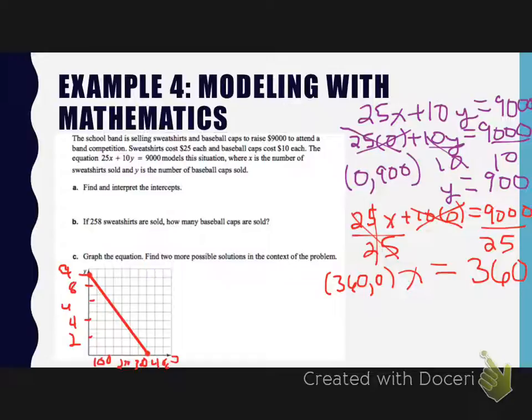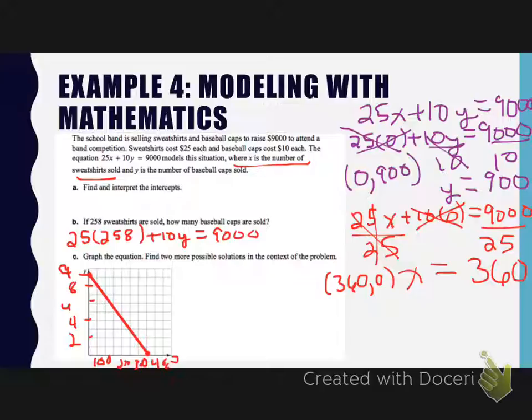Now part B is asking what happens when 258 sweatshirts are sold. And how many baseball caps were sold? Well, we could look at our chart and see that it's going to be about 300. But to actually solve it, we can plug in 258. So you remember x is the number of sweatshirts sold. So you're going to have 25 times 258 plus 10y equals 9,000. And you would solve for that.